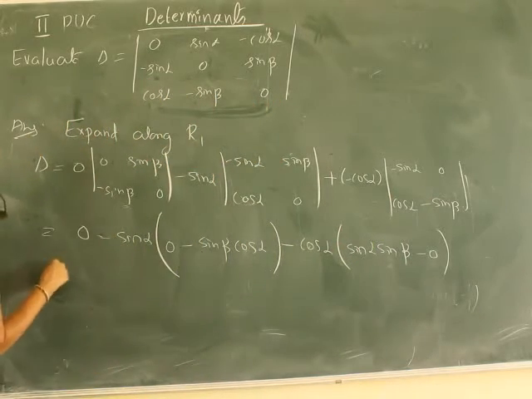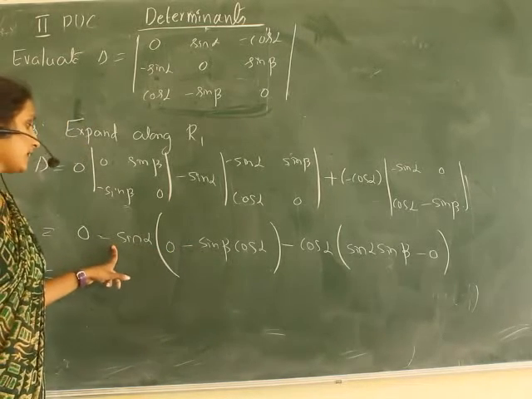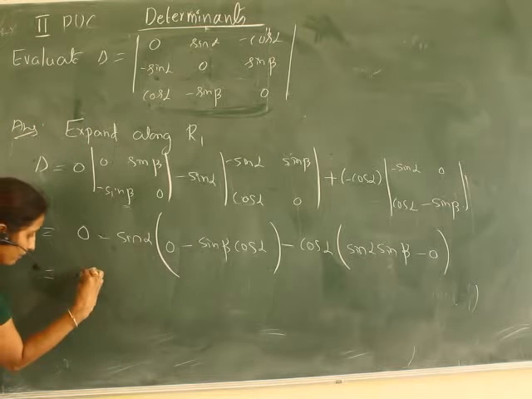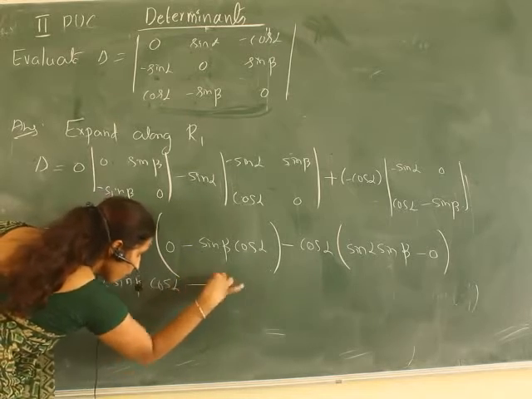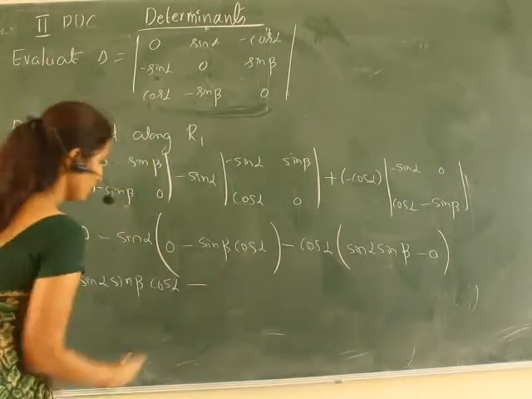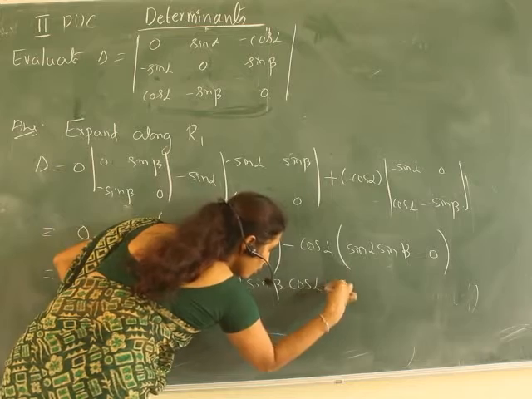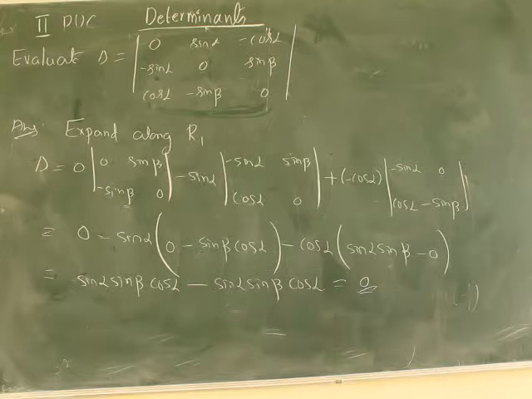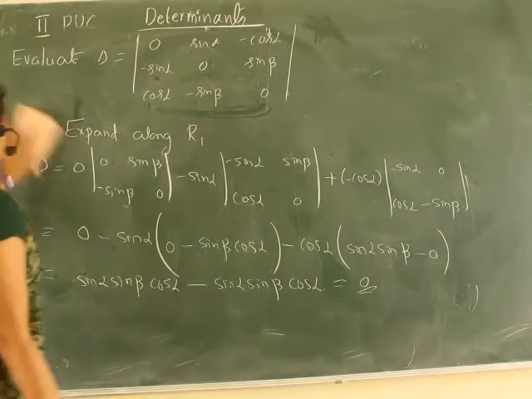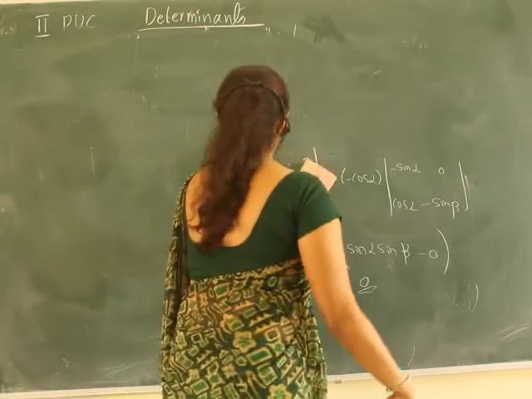So this will be equal to what we get now. So here it is 0 minus, minus into minus is plus, sin alpha sin beta cos alpha minus sin alpha sin beta cos alpha. This is equal to 0. So both the terms will cancel. So we get the answer as 0. So this is the answer for that determinant value. Next one. Next question.